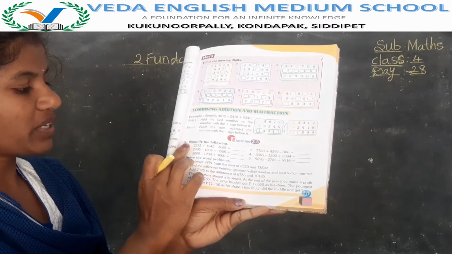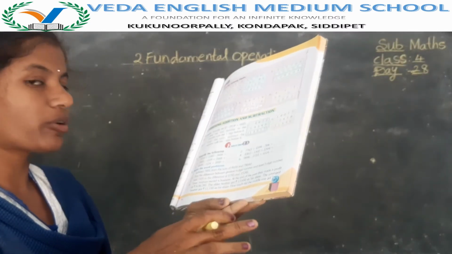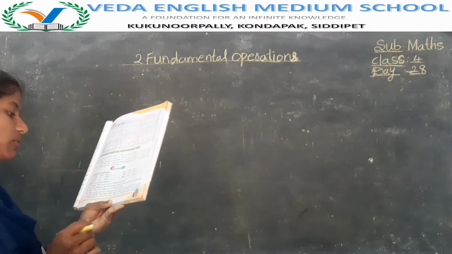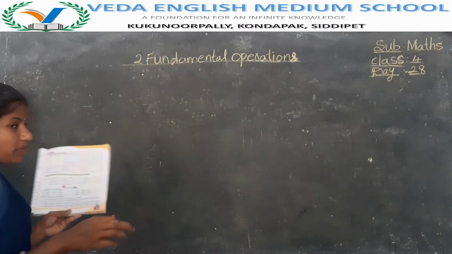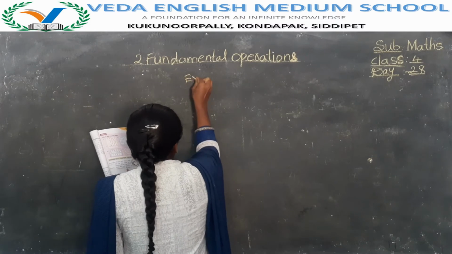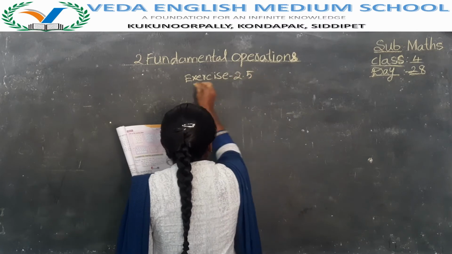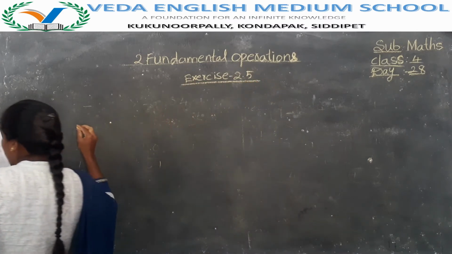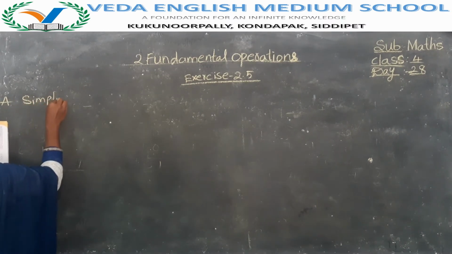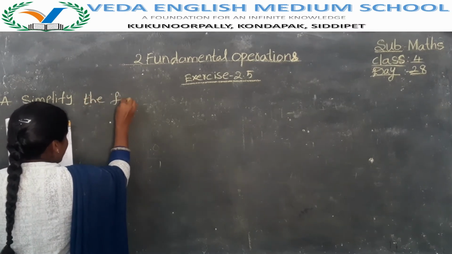In exercise 2.5, a bit, simplify the following. Here one bit is there, that is simplify the following. Second bit, word problems. I will explain the word problems, but today we have to complete the first bit. In the first bit we have 6 problems. I will explain 2 or 3, then the remaining are all your homework. Okay. Exercise 2.5. A bit, simplify the following.